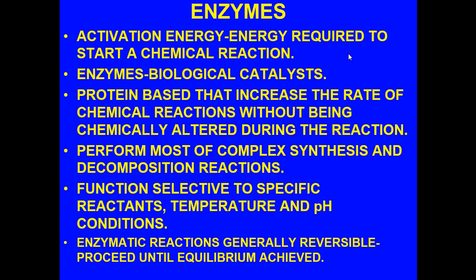Also, enzymes are very specific about the temperature and the pH conditions. I'll give you an example. If you take pepsin, which is made in your stomach, it is very specific about the pH, very low acidity, very low pH, I should say, that it will work under, and also body temperature. If you brought it down to something like 40 degrees Fahrenheit, it would not work as effectively, if at all. Now, enzymatic reactions are generally reversible. They proceed until the equilibrium is achieved.